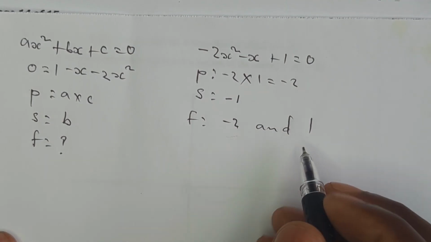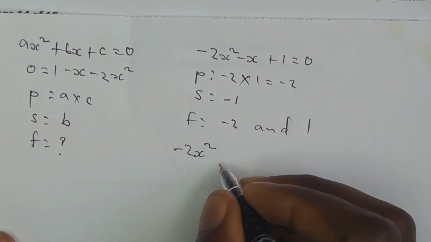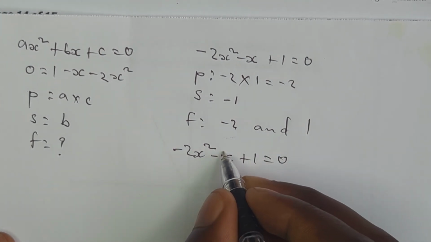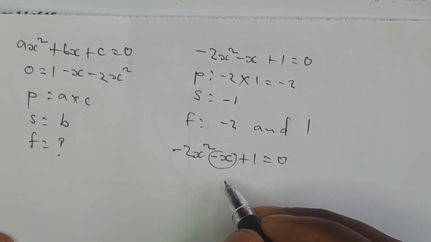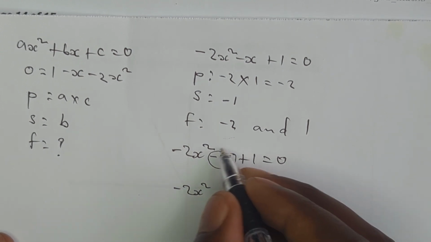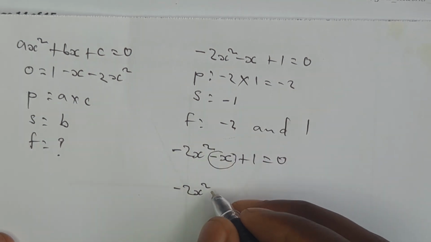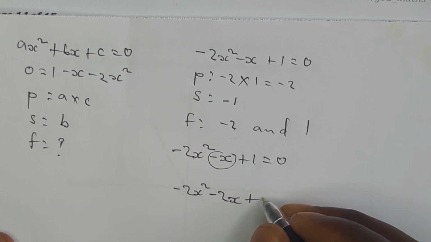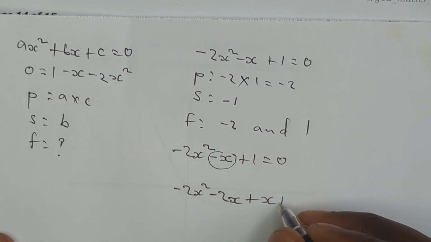Now that we have the factors, we can get the equation, which is -2x to the power 2 minus x plus 1 is equal to 0. Here the -x will be replaced by the factors. So this is -2x squared. Now when we replace this by factors, to the factors we are going to add an x. So this is -2x, and this is +1, we write x instead. Plus 1 is equal to 0.